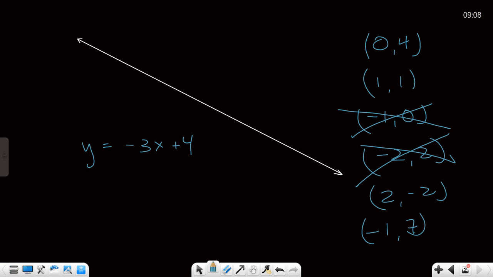Let's go one more. Emma, give me a point. -3, -5 is on the line. Very good. So for those of you that gave me correct answers, how did you get those points? Emma, how did you get that point? By flipping 3 for x. Beautiful.